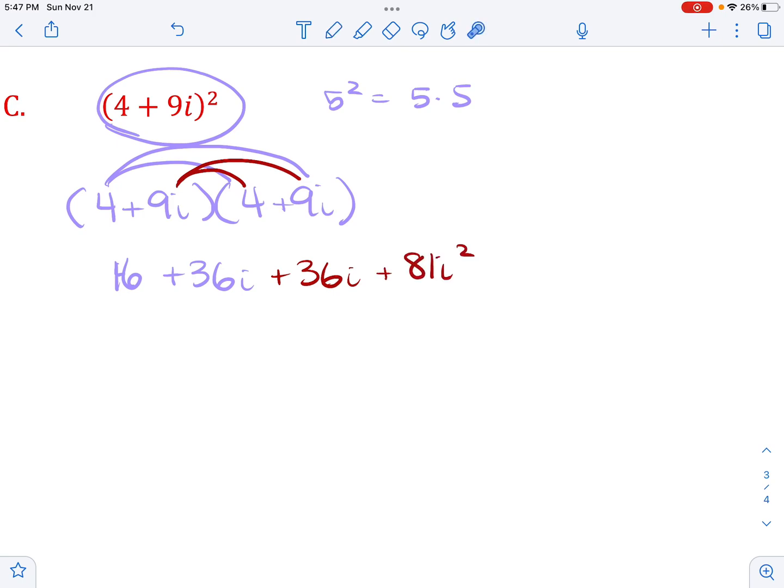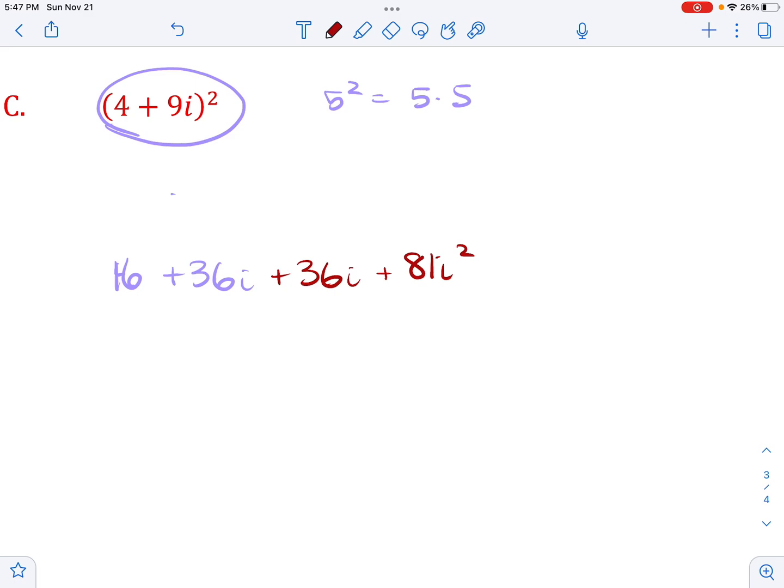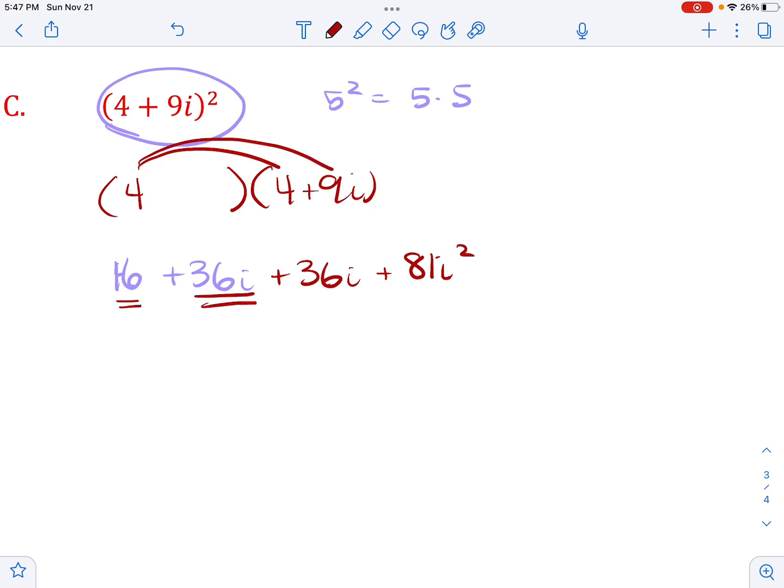So let me break that down one more time. First, we do this problem by multiplying, by remembering that (4 plus 9i) squared means (4 plus 9i) times (4 plus 9i). And then you sort of have to pretend like this 9i isn't there and distribute. Basically multiply this times this, which gives me that 16. 4 times 9i, which gives me 36i. And then there's nothing else for this 4 to multiply in this parenthesis. So now I can basically ignore this one and repeat the process with the 9i and everything else.